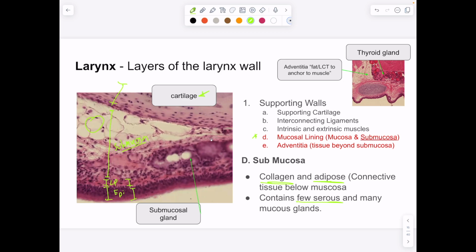It also contains serous and mucus glands. So this one looks like serous to me, but this could be some mucus, so this could be like a mixed submucosal gland, but in this region, our submucosa is going to have many mucus glands and few serous glands.